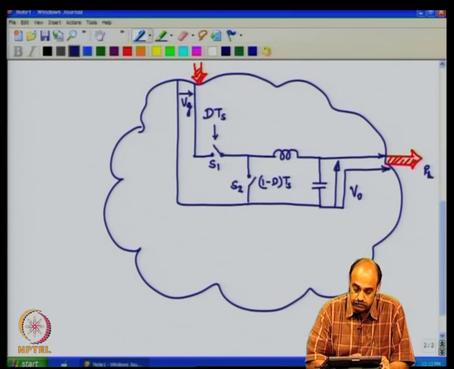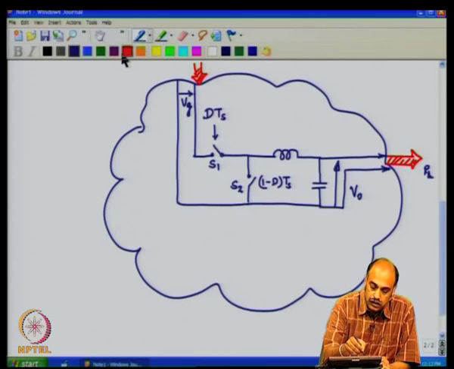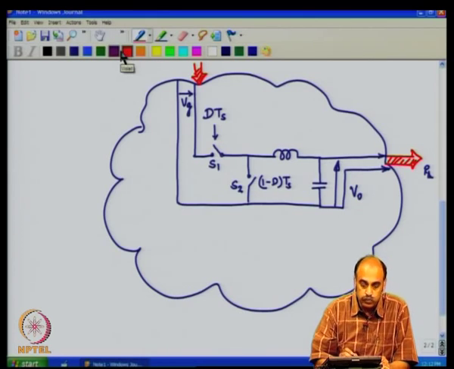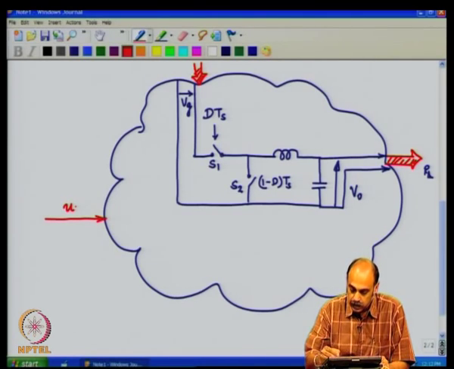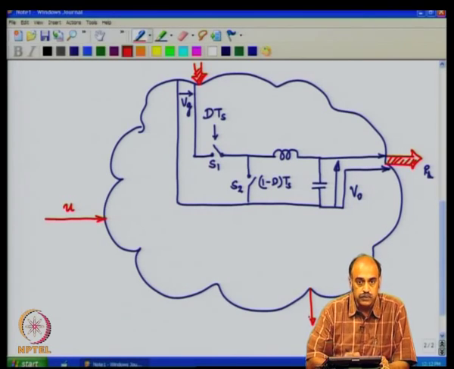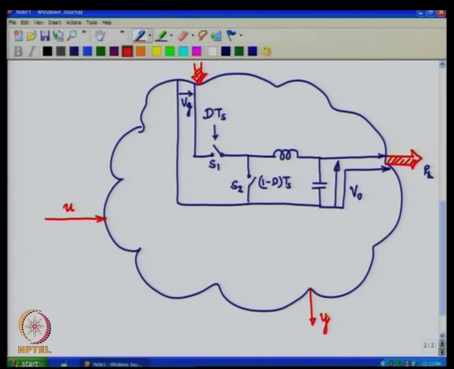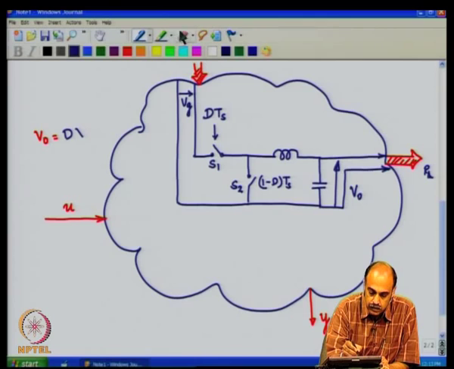Now, we have the input and output power ports. We need to define two more ports, which is the control input u, and another port which comes out of the plant, which is the controlled output y. Now, what is the control input for this plant? We have seen the steady state analysis. Vo is equal to d times Vg.